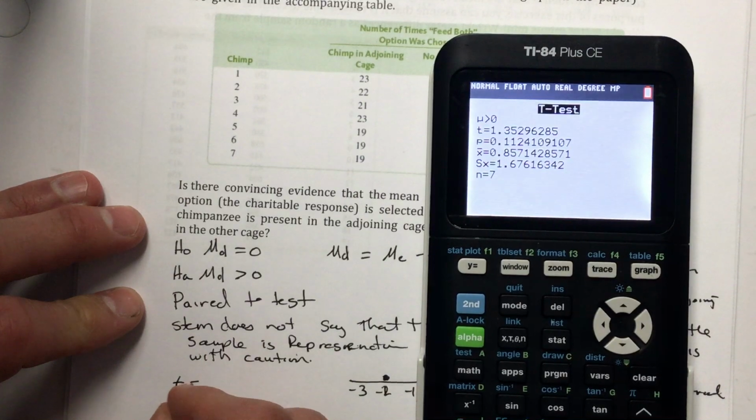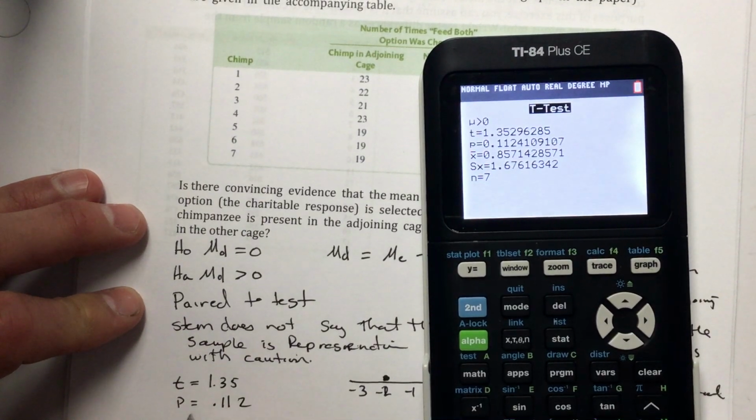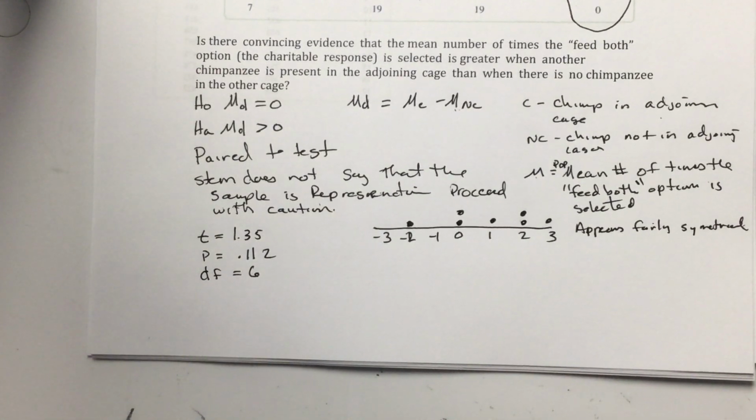So our t value here is 1.35, p value here is 0.112, and degrees of freedom. Oh, they don't tell us degrees of freedom. How do we figure this out? It's just 6, yeah, because 7 minus 1 is 6. Okay, you're back to that easy one to calculate. What are we going to do now? We're going to fail to reject here, right?